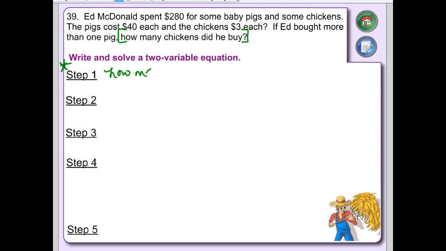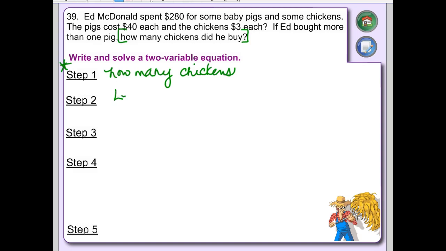How many chickens? We're trying to find how many chickens. Okay, now we're trying to find how many chickens, but what did he buy? Yeah, he bought pigs and chickens. Now, step number 2 is those let statements. Now, 2 let statements because we've got 2 variables. And again, you've got to use those let statements to define your variables.